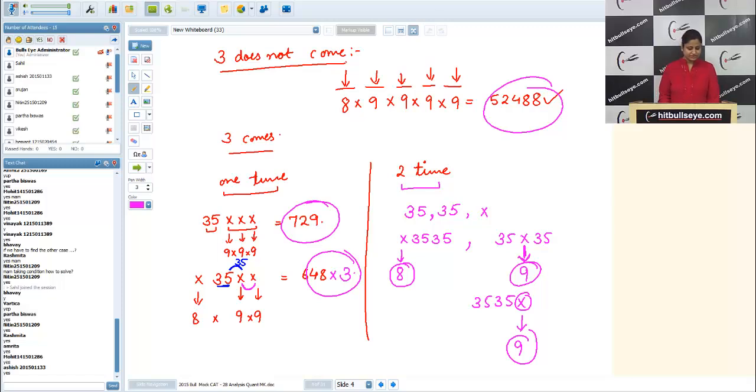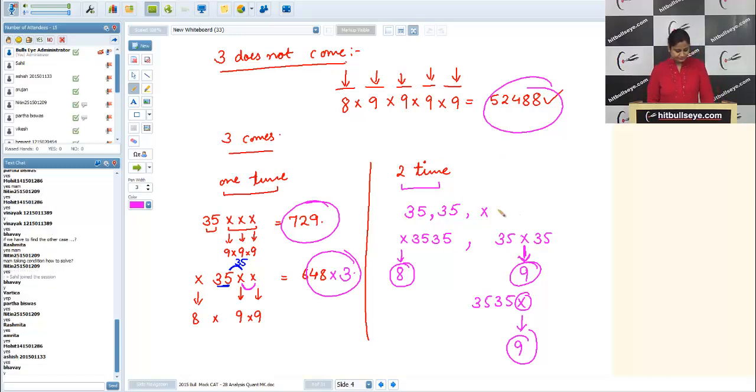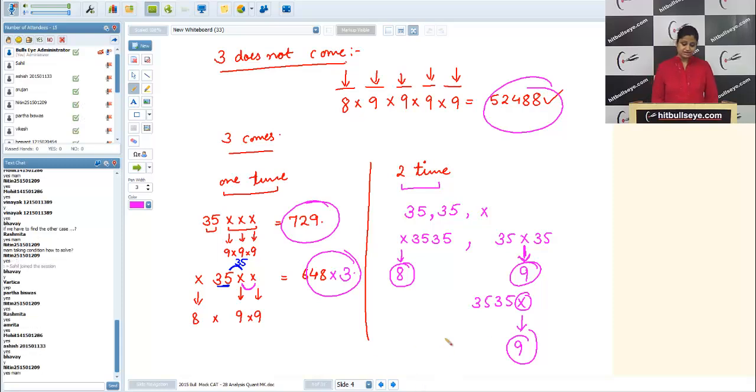Nitin, Bhavya, clear? Yes. Okay, that was a lengthy question, but question number 1 of this set was very easy because of options.